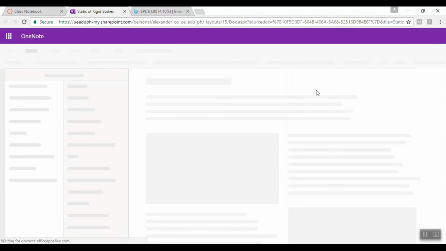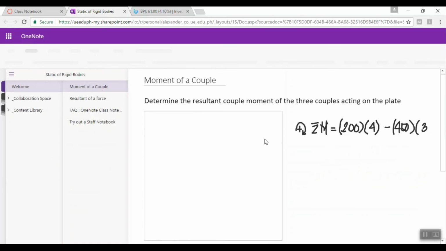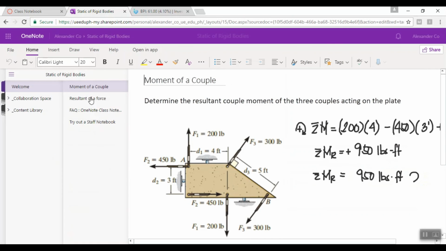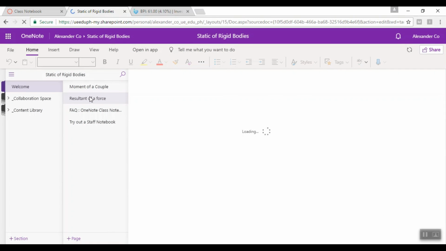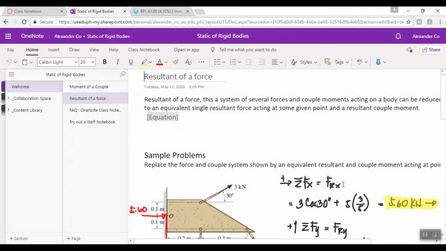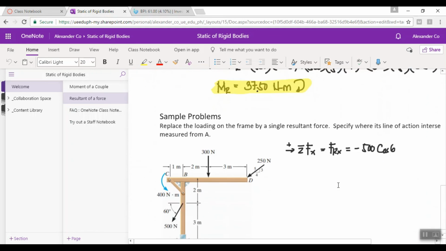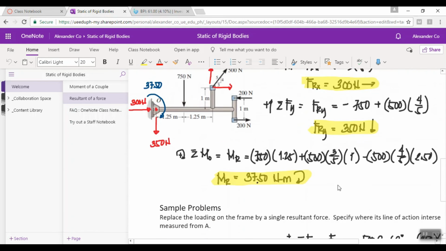Then, lahat ng lecture ko, hindi nyo na kailangan copyhin. Andito, mada-download nyo na yan. So, ito yung isa sa mga lecture ko, moment of a couple, resultant force. Ito yung topic natin. Ayan. Medyo naglo-loading lang siya. Nakabukas kasi kanina. Ayan. So, ito yun. Yung lecture natin. So, i-download nyo na lang. Hindi nyo na kailangan copyhin. Okay. So, that's it. Diba?